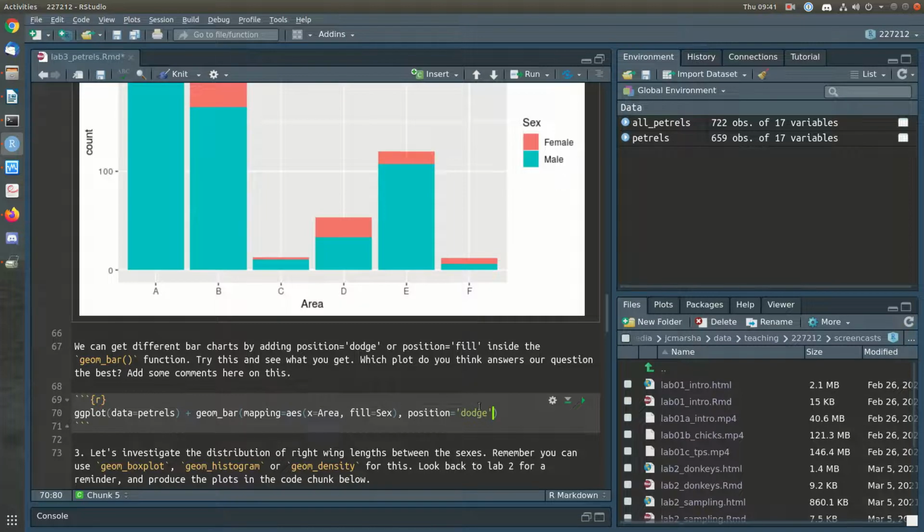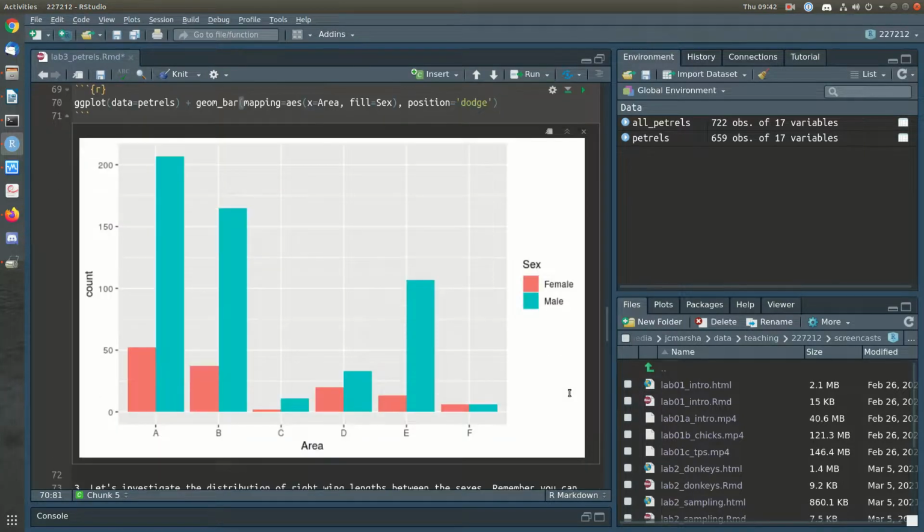And the dodged bit isn't from our data. It's not like sex and area, which come from our data. So it doesn't go inside the AES bit. Instead, it just goes inside the geom bit. So we have the mapping argument here, then a comma, then the position argument. Okay, so arguments within a function are separated by commas and are labelled. The order doesn't matter. I could put it in the other order if I wanted to.